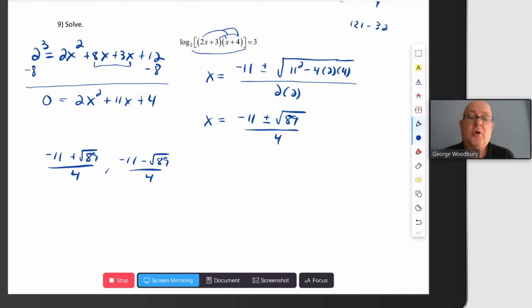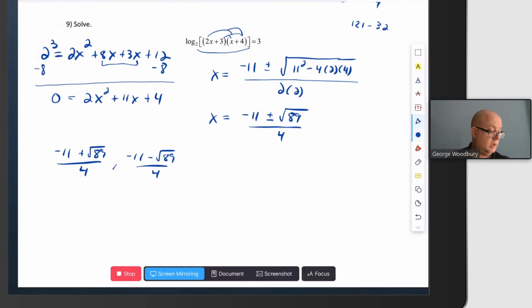But I do need approximate solutions because I still have to check the original equation. So I need some decimal values to plug back in. And if those decimal values give me a very low positive number, I need to make sure I've used enough places so that I don't have any doubt that it's going to be positive. Let's go to the calculator for negative 11 plus or minus root 89 divided by 4.